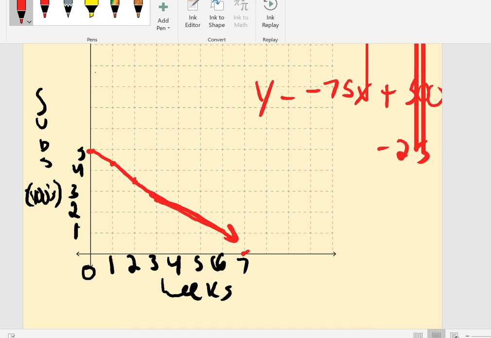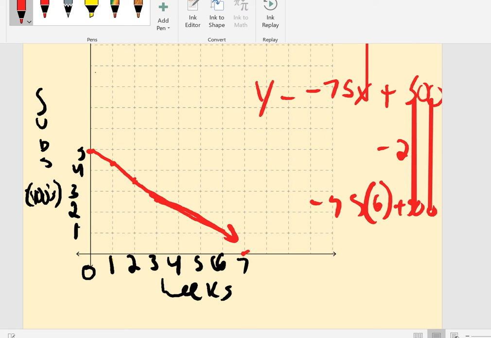If I put a 6 in there, you're going to do negative 75 times 6, and then you add 500 to that. And you have 50. So that means at 6 weeks, he's going to have 50 left. So a better graph or a better line would look something like this. So at 6 weeks, he has 50 subscribers. So in between 6 and 7 weeks, he's going to run out, okay? That is how you get a graph from a word problem, okay?